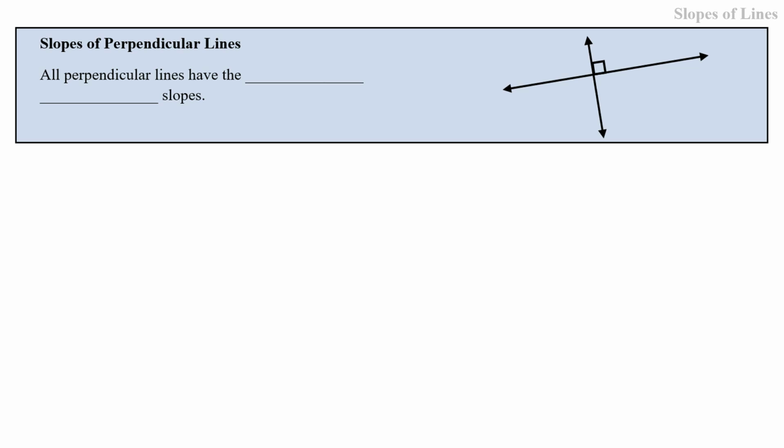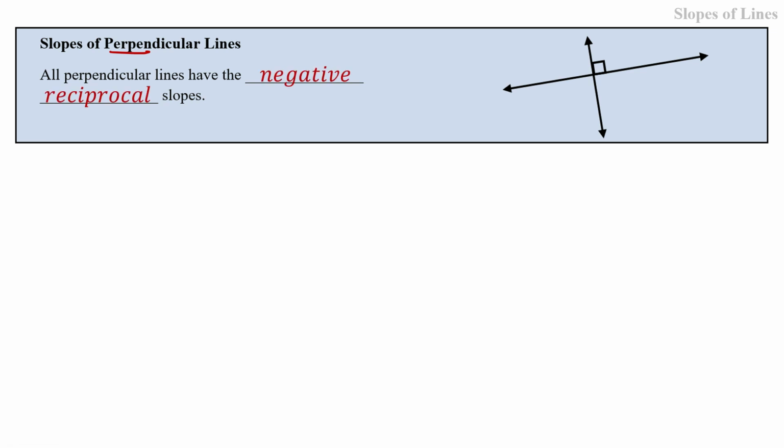Okay, so the slopes of perpendicular lines. Remember, perpendicular means two lines that cross and make a right angle. Okay? So you notice that one is going up, has a positive slope, and the other one is going down very fast. It has a negative slope. And so they're not going to be the same, but they're going to be negative reciprocal slopes.